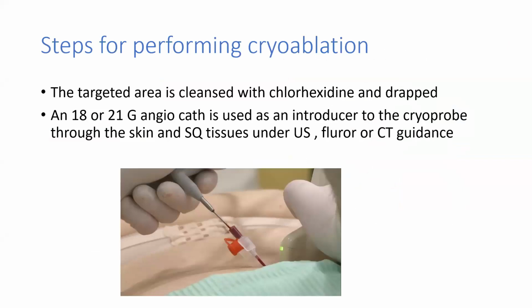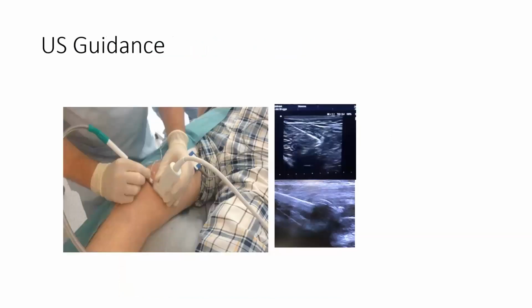So the steps for performing cryoablation: the target area is cleansed with chlorhexidine and draped. You typically use an angiocath, 18 or 21. You use that as an introducer for the cryoprobe through the skin and subcutaneous tissue under ultrasound, fluoro, or CT guidance. And this is a picture of the probe as it advances using the ultrasound in-plane technique.